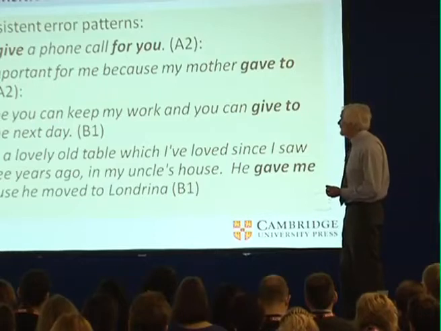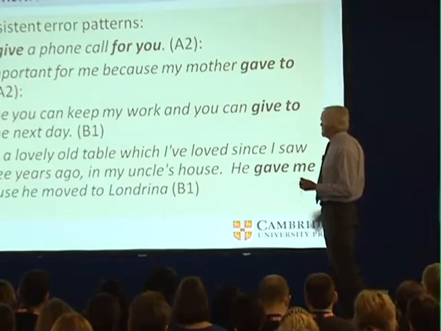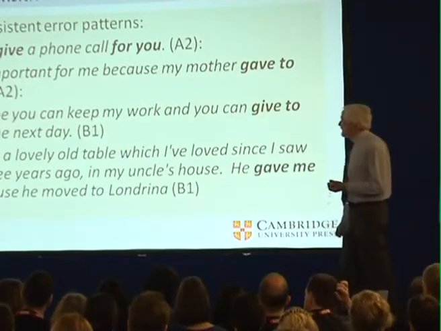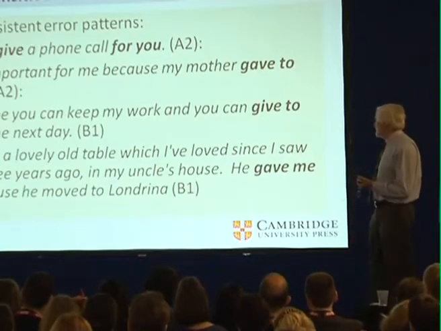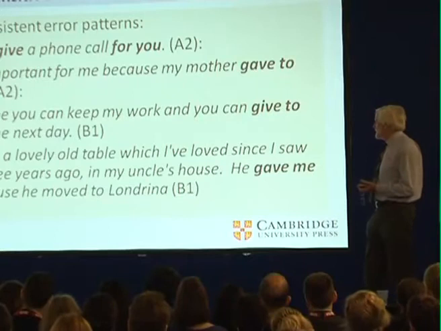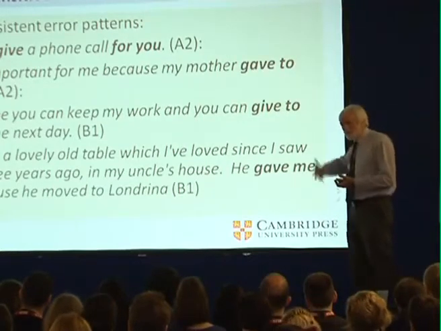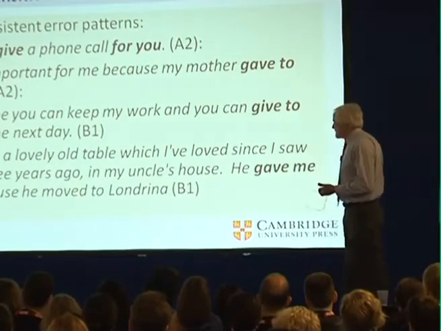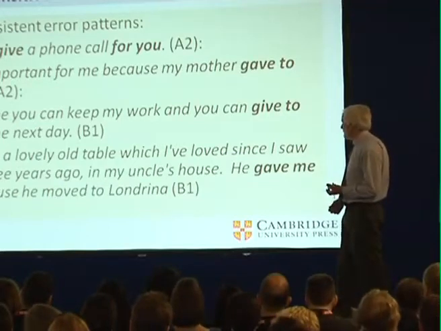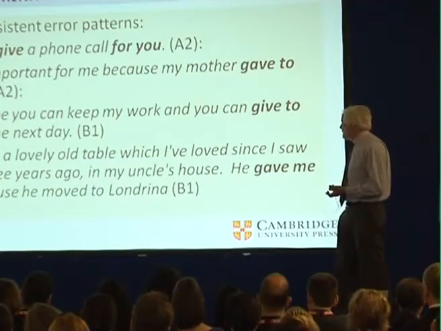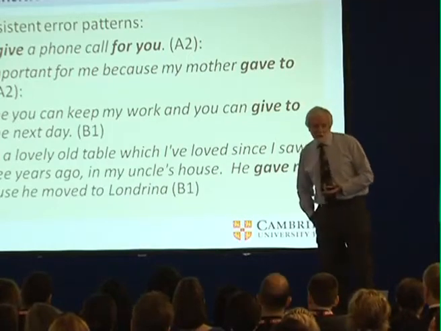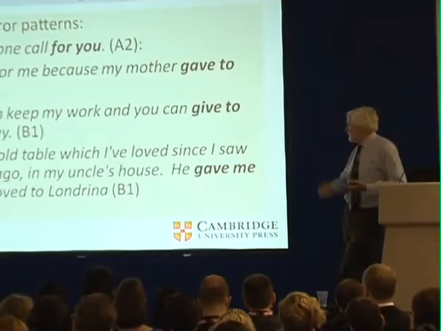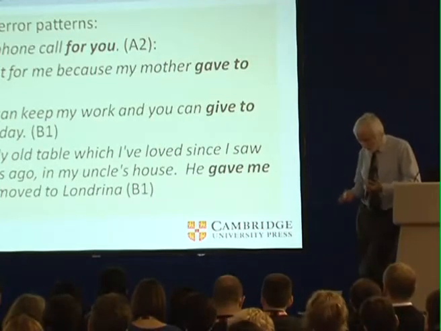At B1 we get, maybe you can keep my work and you can give to me the next day. Correct preposition, but direct object missing. And then B1, I own a lovely old table, which I've loved since I saw it 3 years ago in my uncle's house. So this person can handle relative clauses, subordinate clauses, and time clauses, and so on. And then he or she says, he gave me because he moved to Londrina. So again, the preposition is right, but the direct object is missing. So you've got this complex kind of error pattern going on.